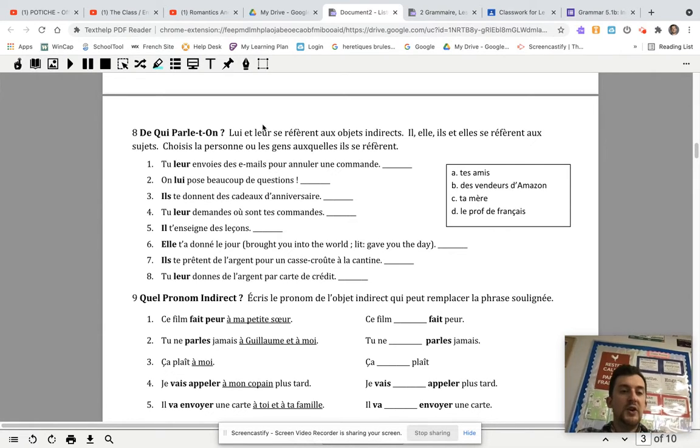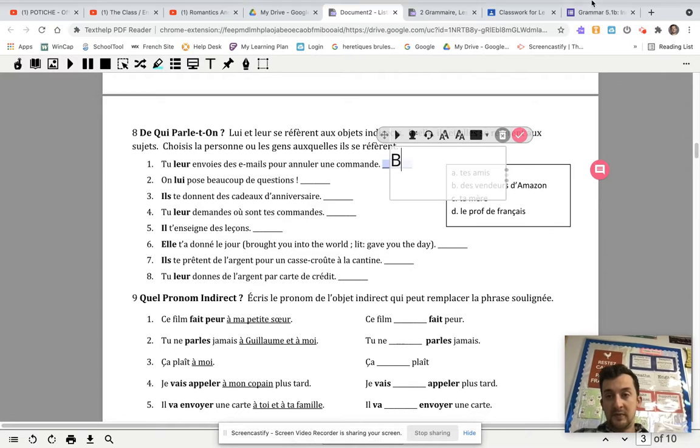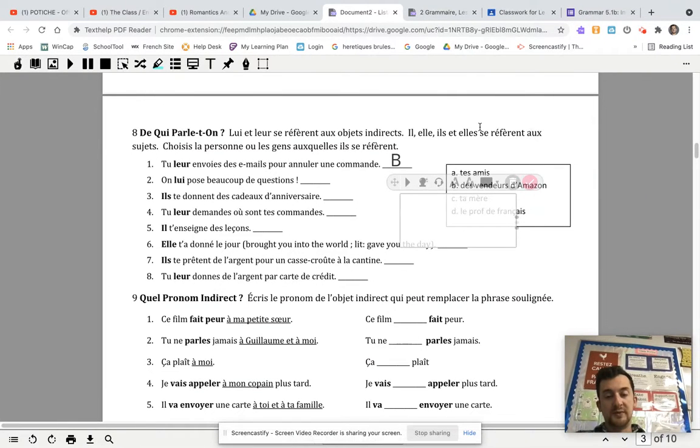Number 1, it says, tu leur envoies des emails pour annuler une commande. You send to them an email or some emails to cancel an order. I would say this is not your friends, but maybe Amazon vendors. Yeah, it's got to be this one, the Amazon vendors. D'accord. Okay. Let's do another one just in case you're unsure of what you're doing here.